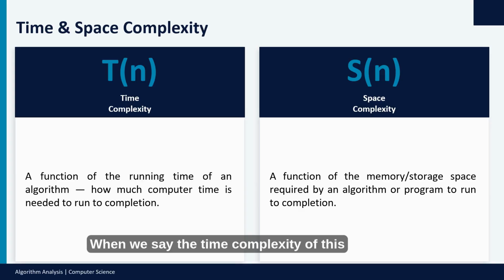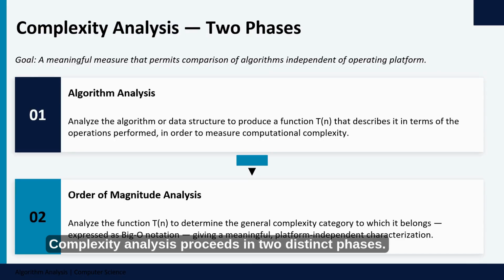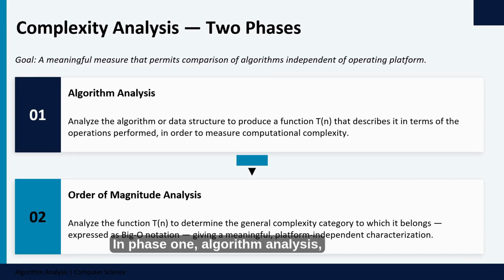When we say the time complexity of this algorithm is T of n equals 4n plus 6, we mean for an input of size n, the algorithm performs approximately 4n plus 6 basic operations. From this we derive the big O class, which tells us the growth rate of the algorithm. Complexity analysis proceeds in two distinct phases. In phase 1, algorithm analysis, we examine the algorithm or data structure and produce a function T of n that counts the operations performed. We ask for each line of code, how many times does it execute?